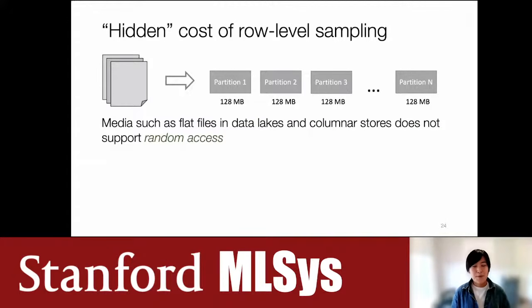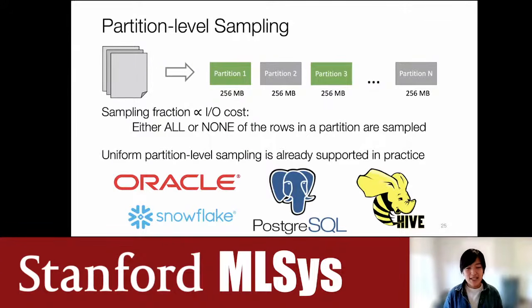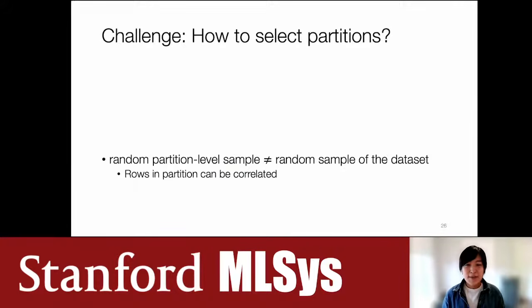So recall that row-level sampling is expensive in this new setting, so we want to sample on the partition level instead. And in fact, because partition-level sampling has good performance, uniformly selecting partitions as samples is already supported by many commercial databases, such as Oracle, Postgres and Snowflake. However, the problem is that randomly, uniformly selecting partitions can lead to large errors in the estimate because rows in a partition can be correlated.